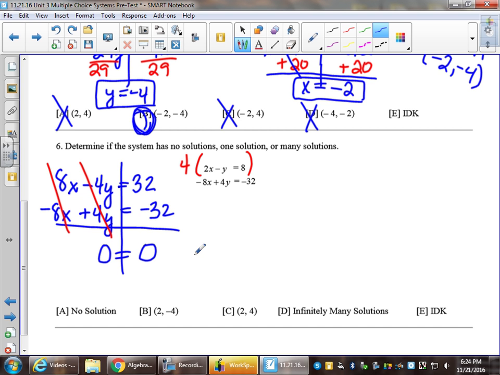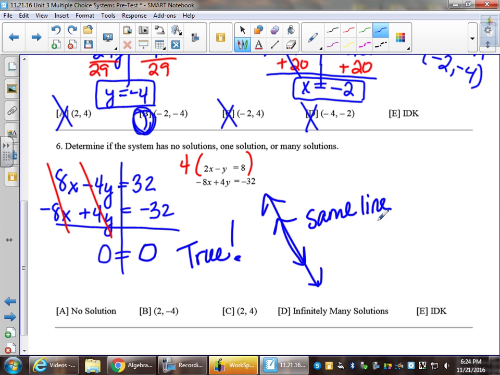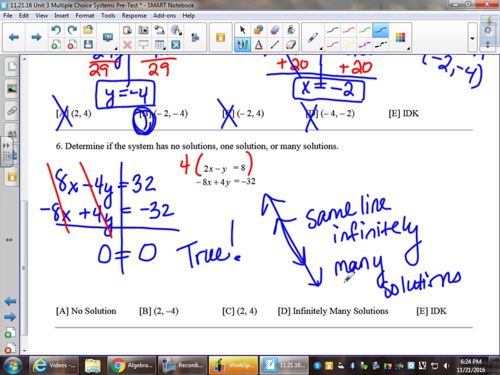0 equals 0, true or false? I hope everybody right now is saying true. If I get a true statement, that means I've got the same line. Same line, infinitely many solutions. So my answer is D.